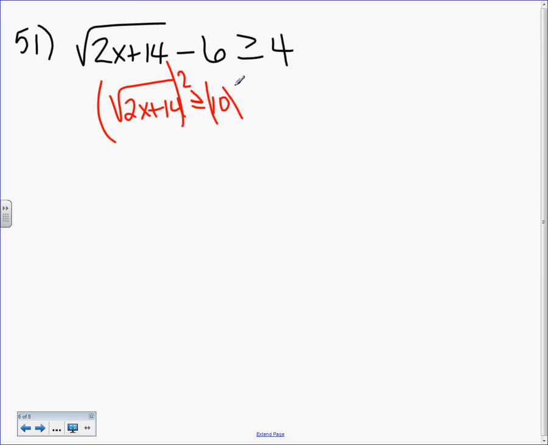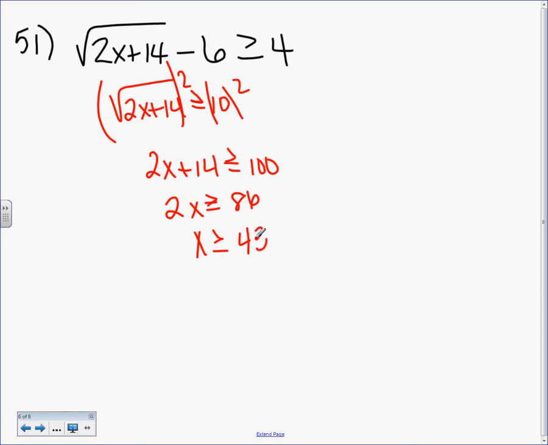Square both sides, right? So 2x plus 14 equals what now? 100. And then what did we say? Subtract the 14. So 2x is greater than or equal to, oops, gosh, dang it. It's greater than or equal to. If you write an equal to sign, it's going to fix itself later, but either way, it's fine. Greater than or equal to what? What's 100 minus 14? 86. Divide by the 2, so x is greater than or equal to 43. Oops, 43. Well, pretend that says 43.